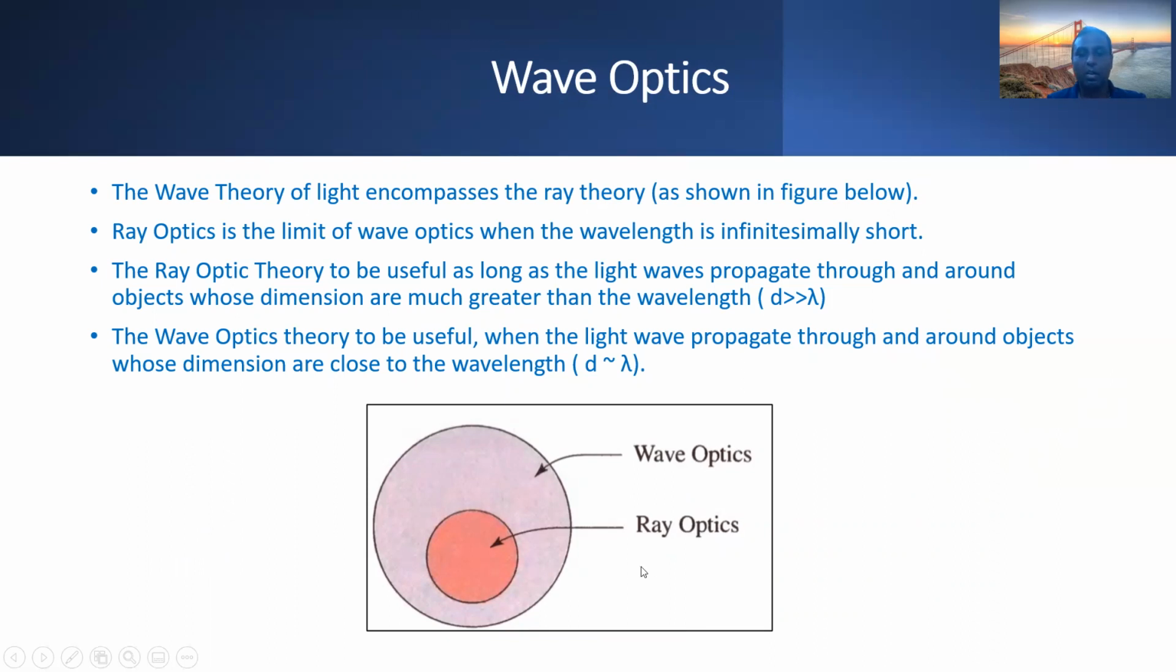That means wave optics will encompass ray optics. Ray optics is the limit of wave optics when the wavelength is infinitely short. Ray optics theory is useful as long as the light wave propagates through and around objects whose dimensions are much greater than the wavelength, which is d greater than the wavelength. Wave optics theory is useful when the light wave propagates through and around objects whose dimensions are close to the wavelength, d equals the wavelength.